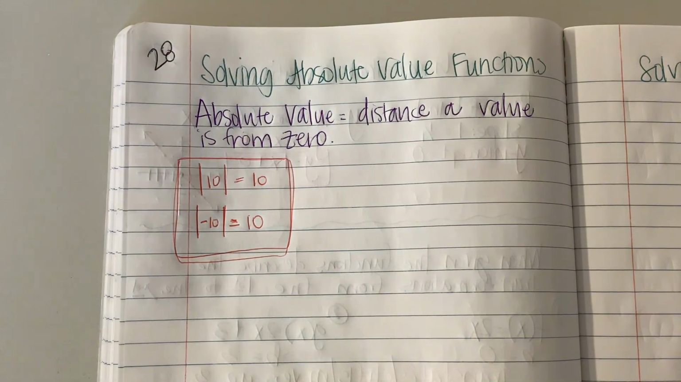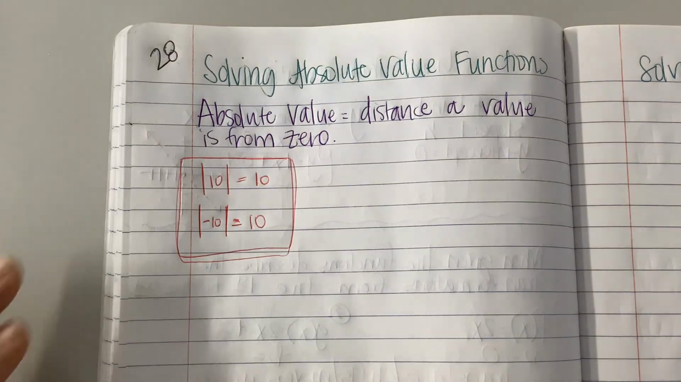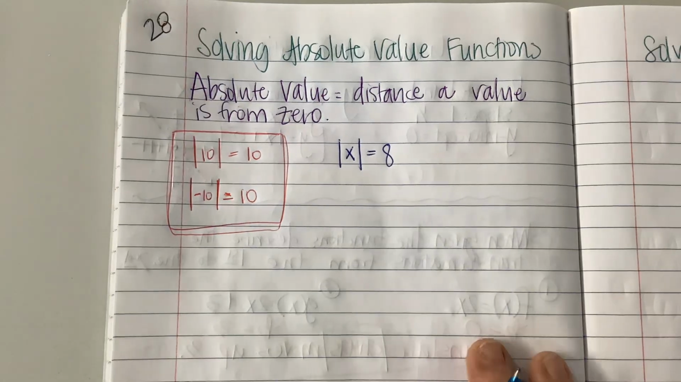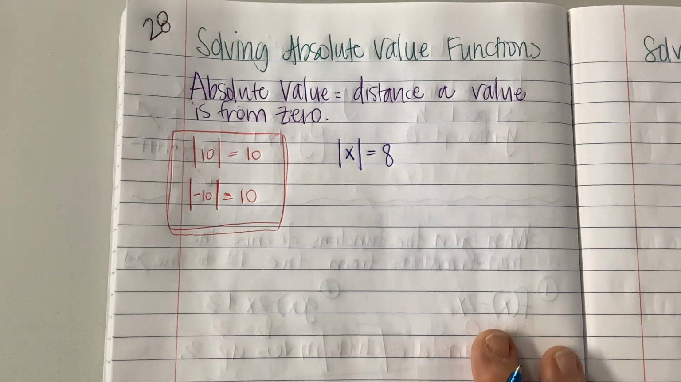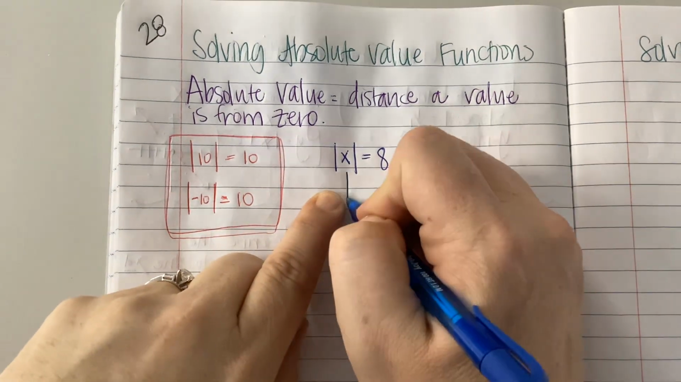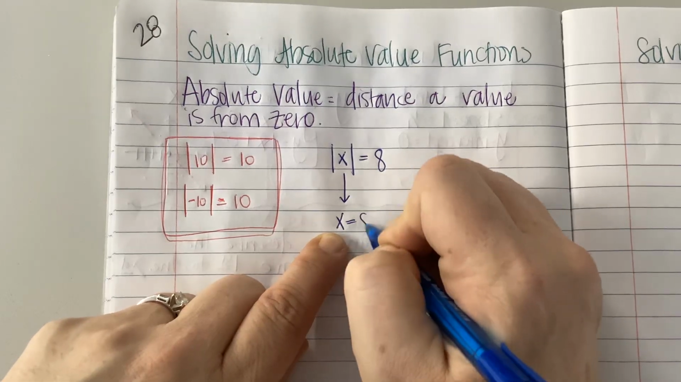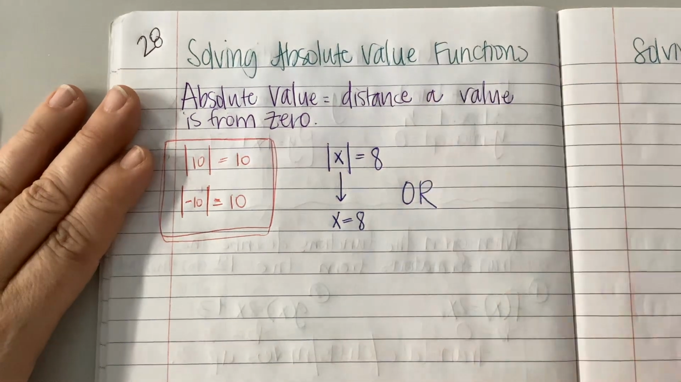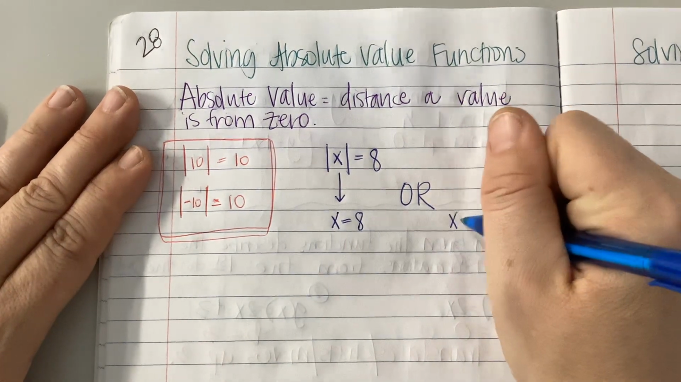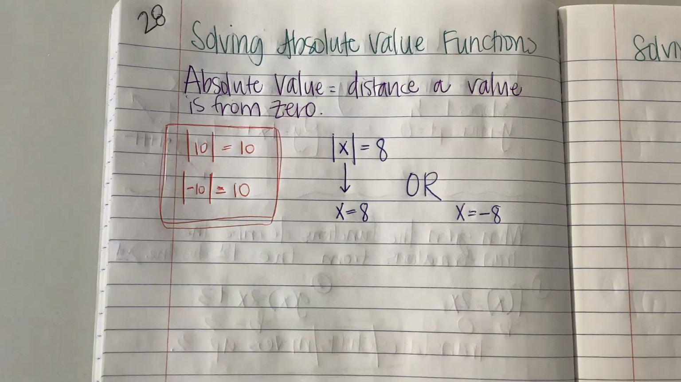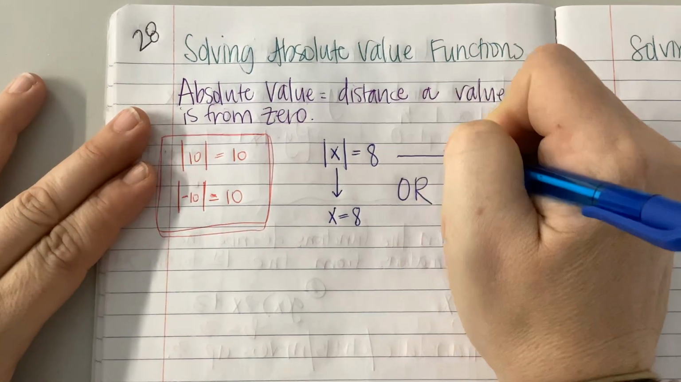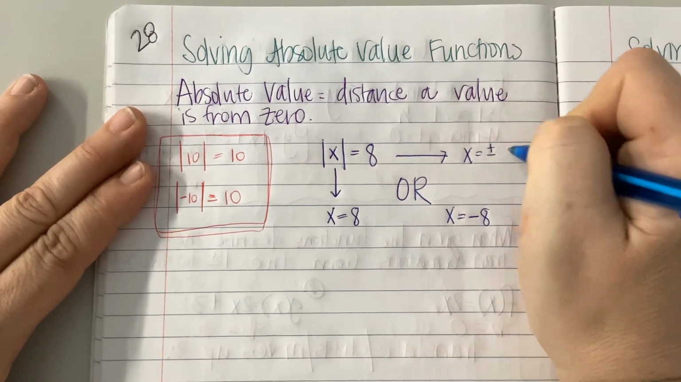So if I say the absolute value of x equals 8, there are two values that I can substitute for x. What can I replace x with? I could say x equals 8, because the absolute value of 8 is 8. Or x equals -8. Now, when it's nice and simple like this, lots of people write x equals plus or minus 8.